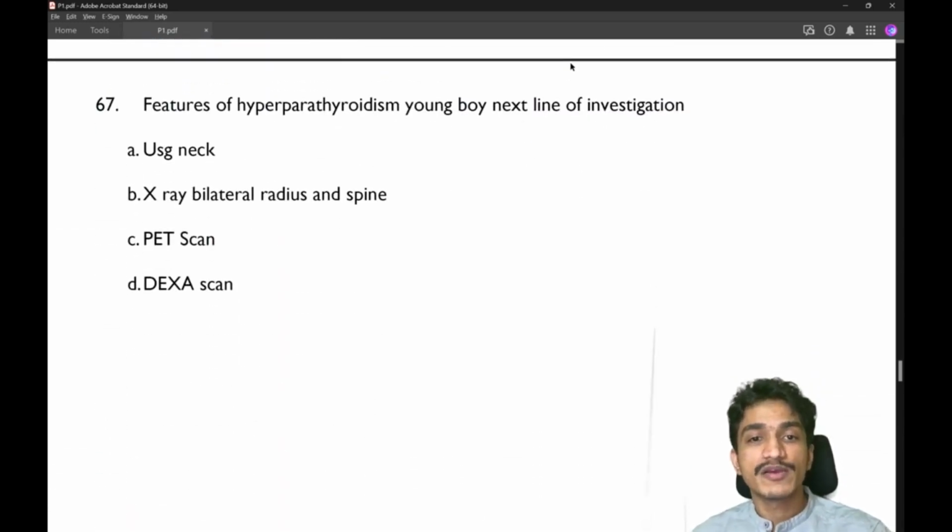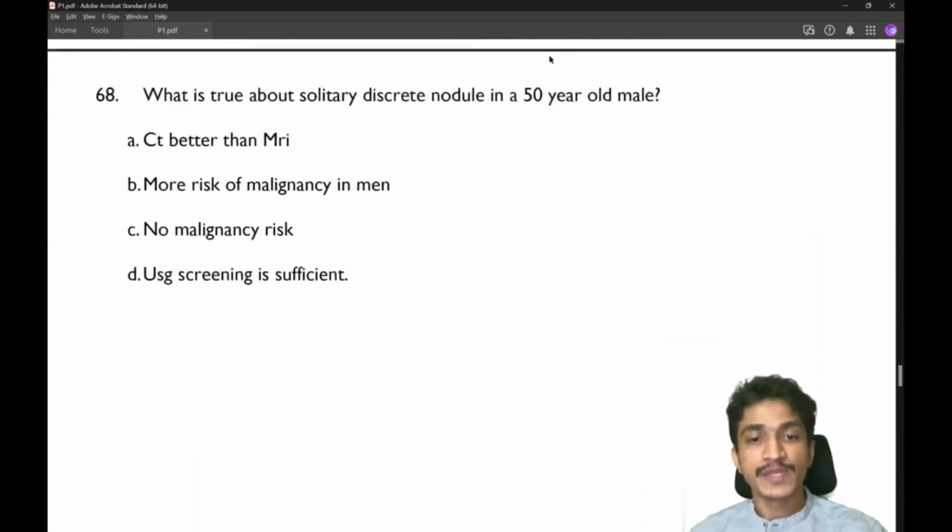Patient, young boy, hyperparathyroidism, next line of investigation, it should be biochemical. If not given, then you should go for a USG neck to see for the parathyroid localization. You try to identify if there is any abnormality in the neck. You do not do X-ray directly, you do not do PET scan or a DEXA scan. First is biochemical. If not given, then you go for a USG neck.